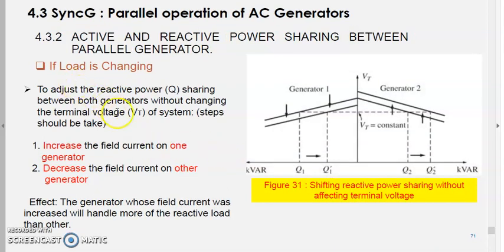So if the load is changing, we have to adjust the reactive power Q between the two generators without changing the terminal voltage of the system. If we plot the terminal voltage versus kVAR, the terminal voltage should be constant. So we adjust the set point, but we have to maintain the terminal voltage. The generator whose field current increases will handle more reactive power. Increase more, so reactive power will be more on that side.